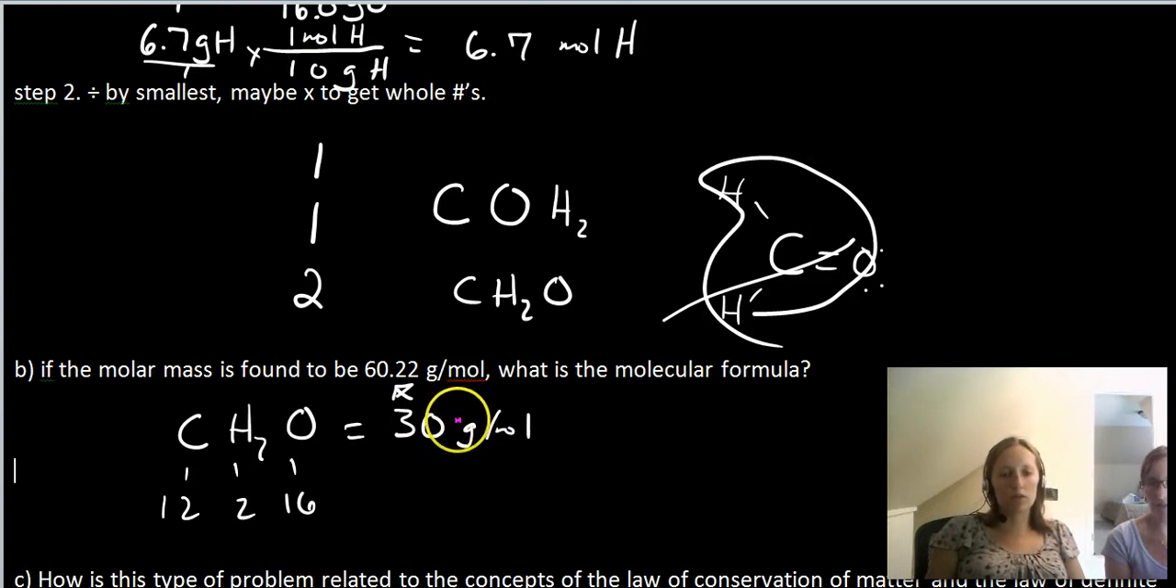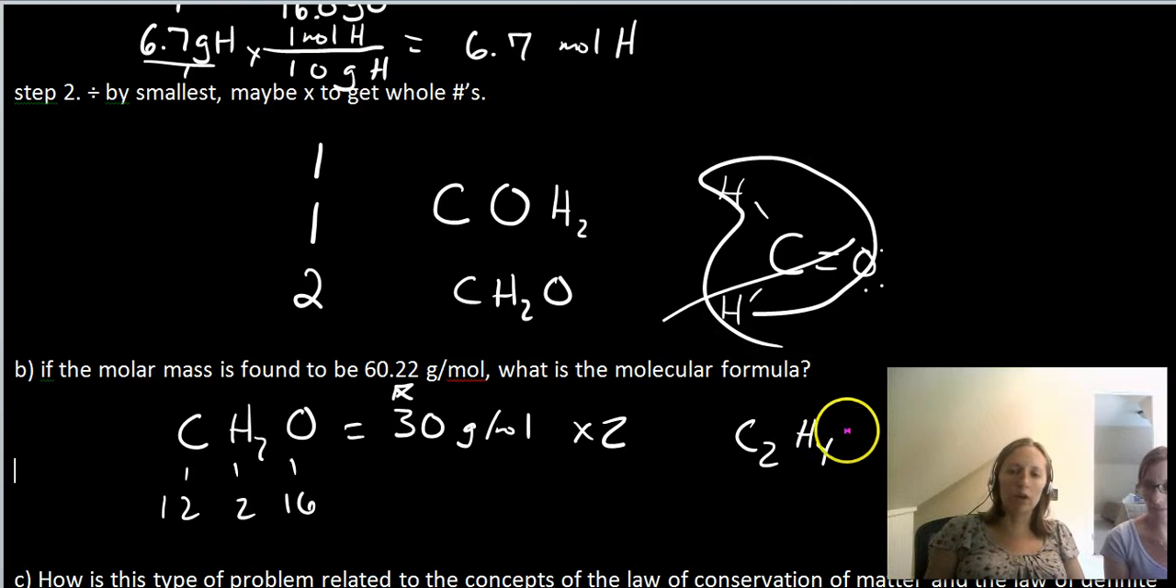It is too small by half, which means that I can tell that I need to multiply up by 2, which means I multiply my formula by 2. So I end up with C2H4O2, and that is my molecular formula, which is the actual real formula of this alcohol.